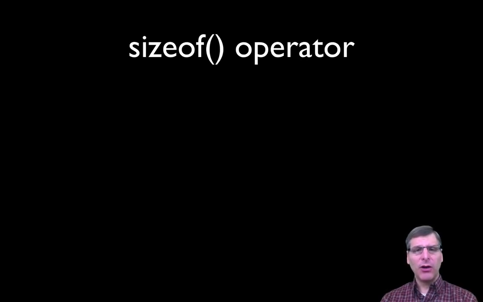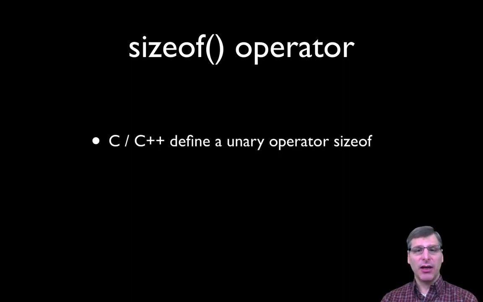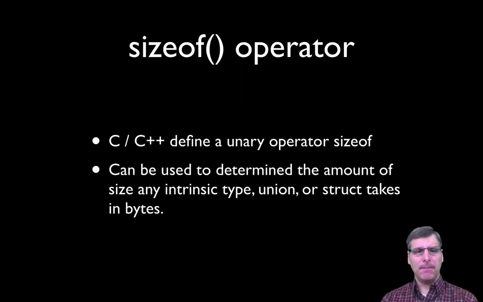Now, if you're wondering on your particular machine and your particular compiler how much space a particular type occupies, C and C++ do define this unary sizeof operator. And it can be used to determine the amount of size any intrinsic type, union, or struct takes in bytes. Now, we haven't talked about unions and structs yet, but we'll get there eventually.